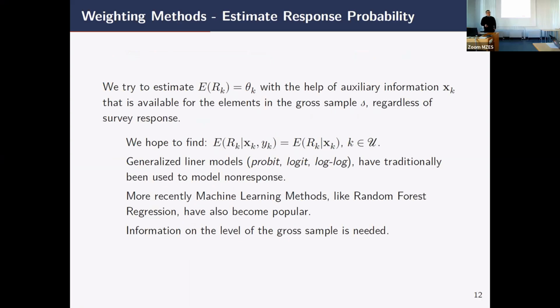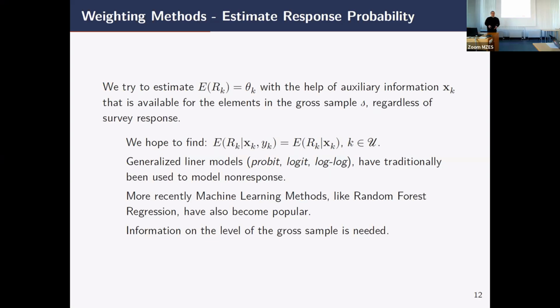Okay, so some weighting methods. We've already talked about estimating response propensities. So I want to estimate this theta here. What do I need for that? I need auxiliary information on the level of the gross sample. I can only estimate that if I have auxiliary information for every unit in the gross sample, regardless of response.